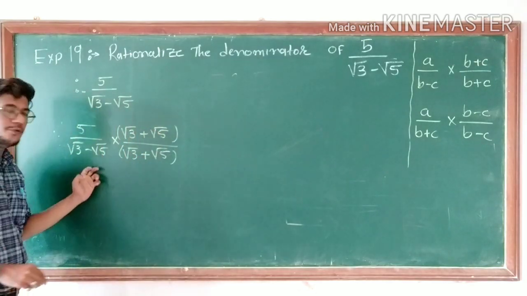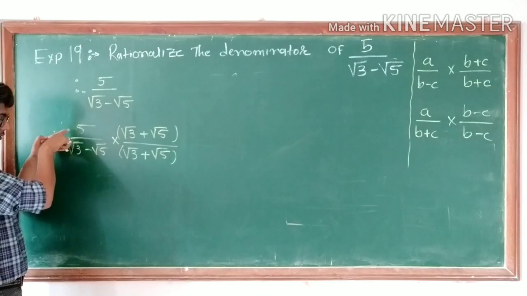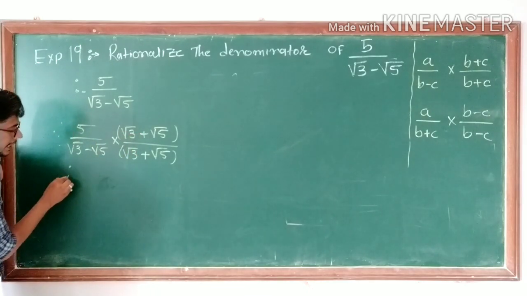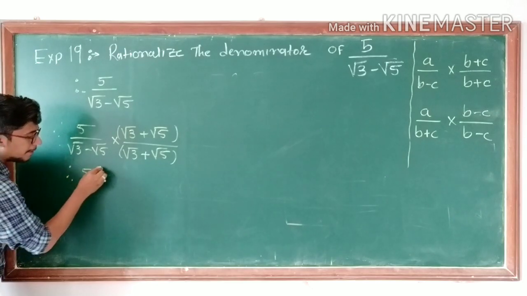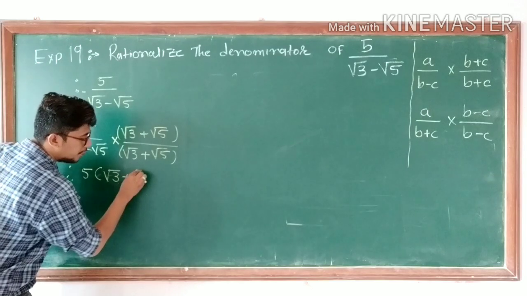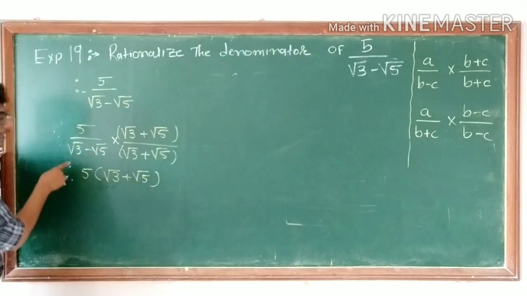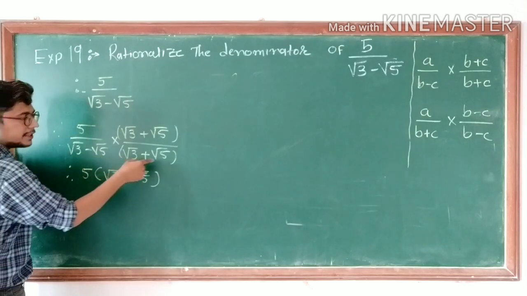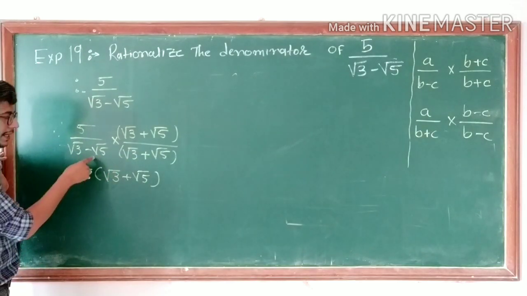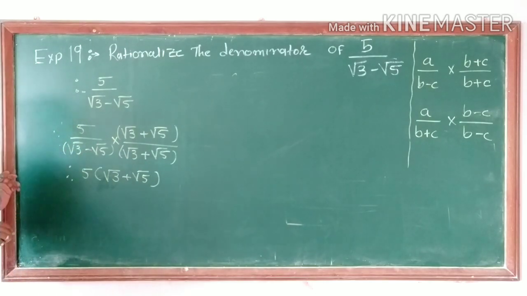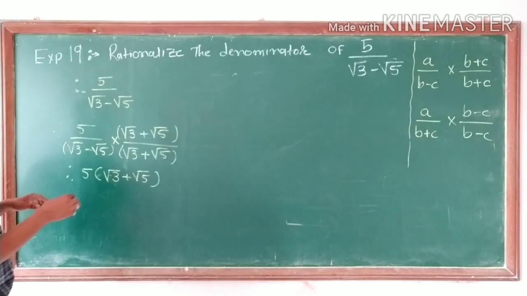Now what we have to do? We have to multiply 5 with this. So what will be the next step? 5 bracket root 3 plus root 5, and in the denominator, a minus b, a plus b. So can we write it as a square minus b square, the identity?